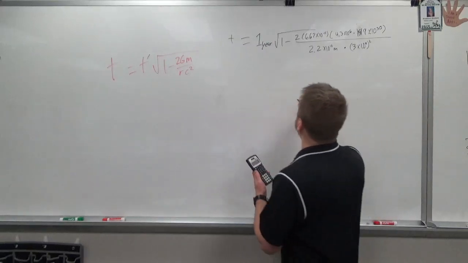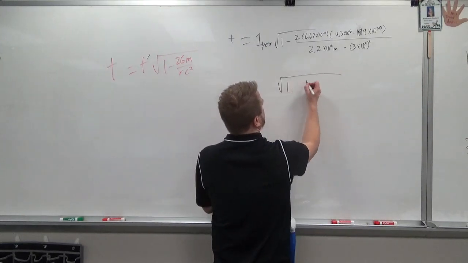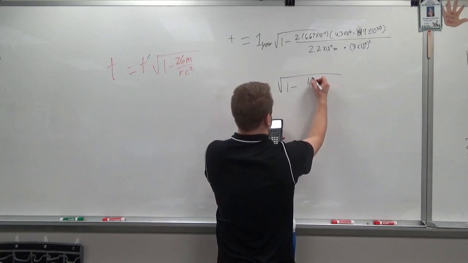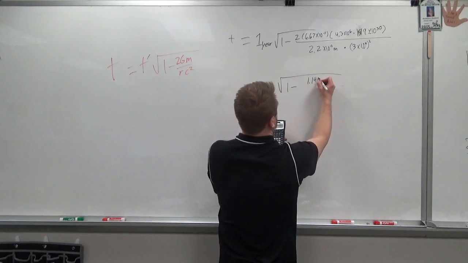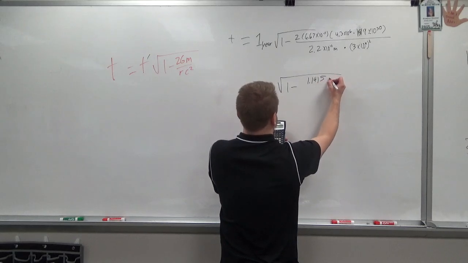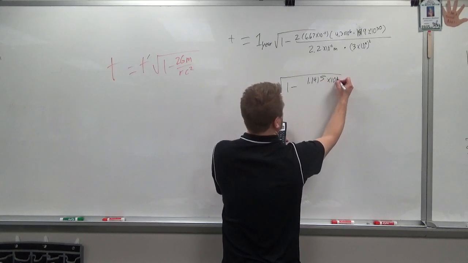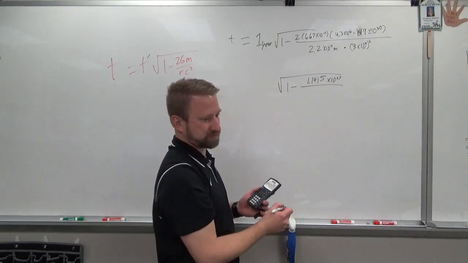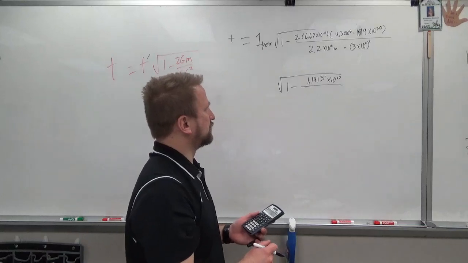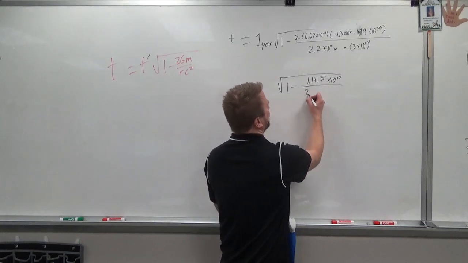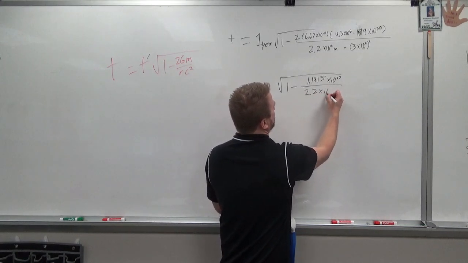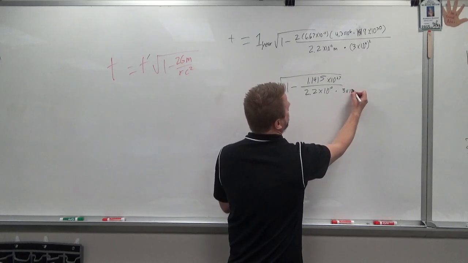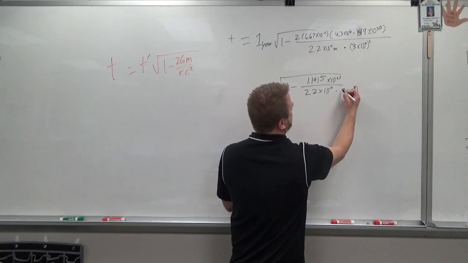Alright. So the top now simplifies down to 1.1415 times 10 to the 27th. Now, the bottom, 3 times 10 to the 8th, and that's squared.